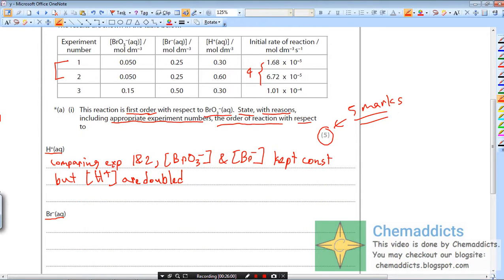Since it is doubled, the rate increased by the factor 2 to the power 1. So the order of H plus ion is 1.